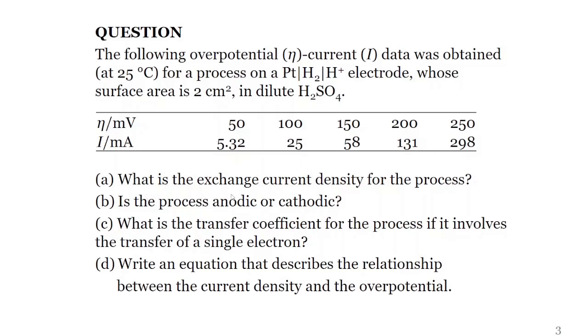It says, what is the exchange current density for the process? Is the process anodic or cathodic? What is the transfer coefficient for the process if it involves the transfer of a single electron? Write an equation that describes the relationship between the current density and the overpotential.